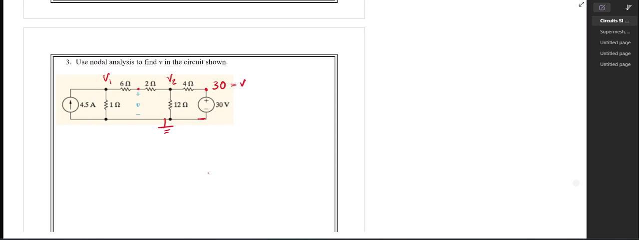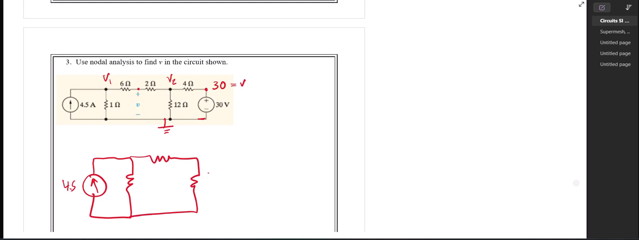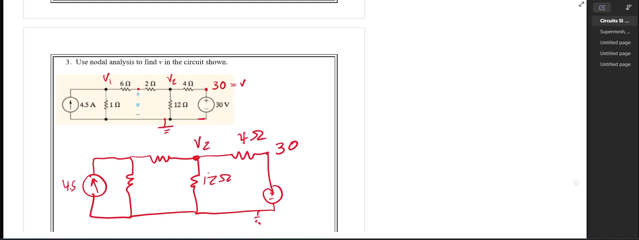So I'm just going to treat this as one 8-ohm resistor. So I've got, this is 30, this is 4 ohms, this is 12 ohms. I called this V2, I called this V1, 1 ohm, and I'm going to treat this as 8 ohms.